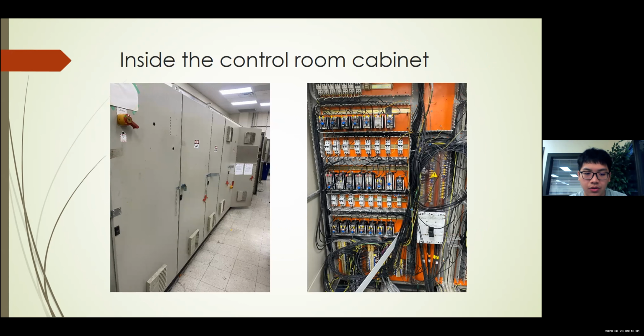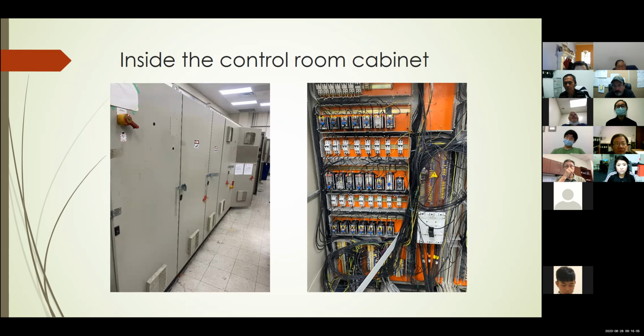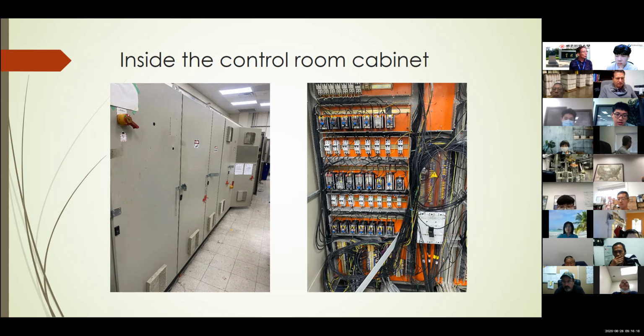Because the wiring in the control panel is very old and an old method is used, it will be more difficult to repair and troubleshoot. In order to reduce the risk and make repair easier, we must replace the components of the entire panel. These are the cabinets in the control room. The picture on the right is the inside of the cabinet. You can see the wiring is pretty messy, and the parts are also old. This is why we need to replace them.